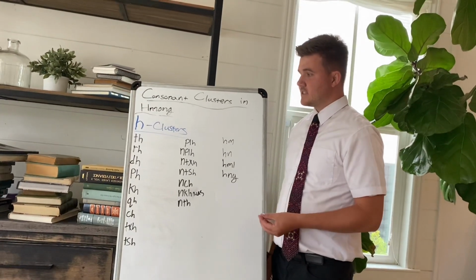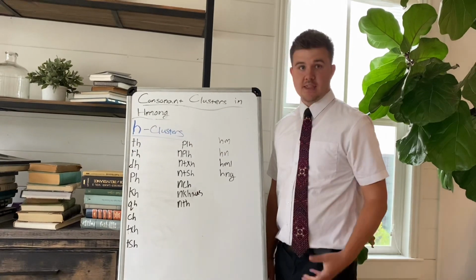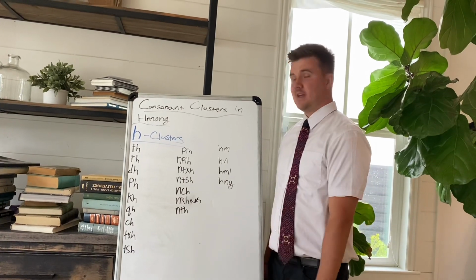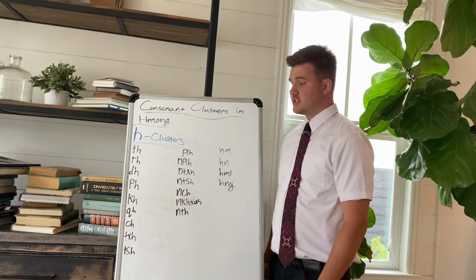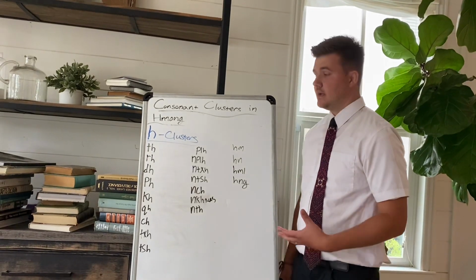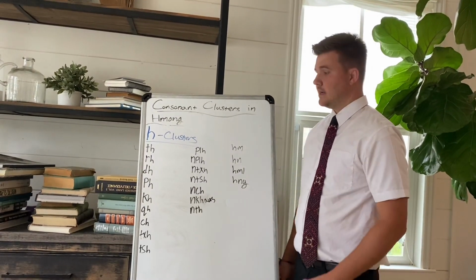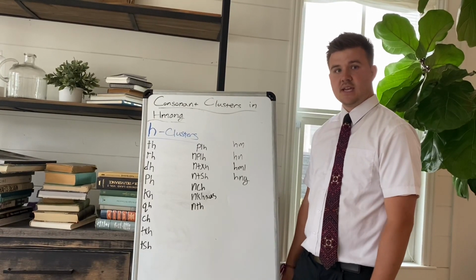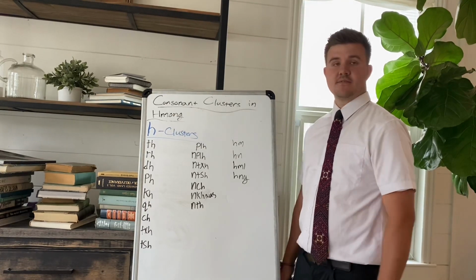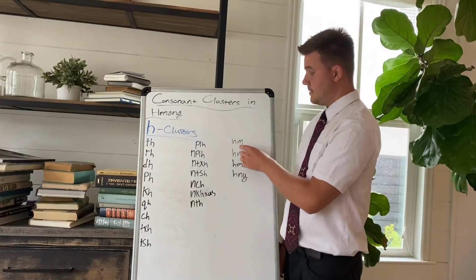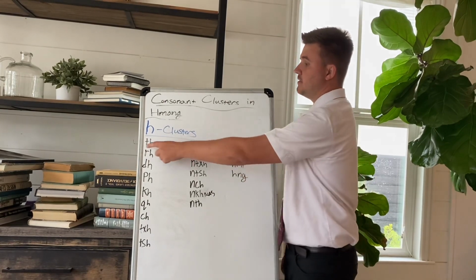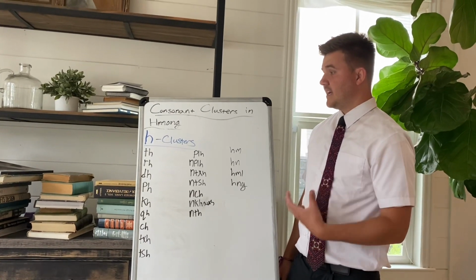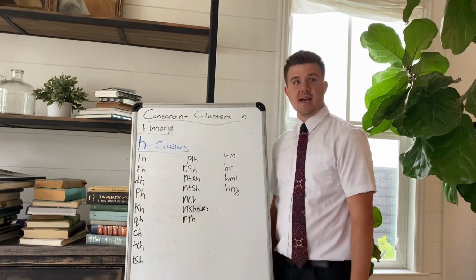Okay, the next cluster we're going to learn is the H cluster. The H cluster is the biggest cluster group in the Hmong language, arguably the hardest to learn, but it is not that hard. Don't get intimidated. Once you get the pattern down, it is much easier to say these sounds. There are two types of H clusters. There's the H behind the root consonant, and there's the H in front of the root consonant. The H in front of the root consonant means it's aspirated.